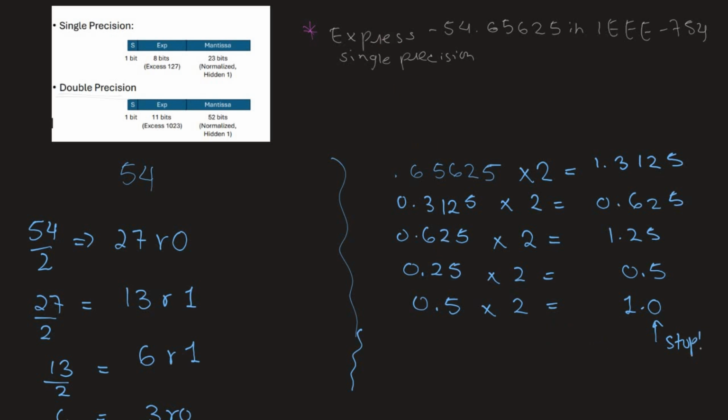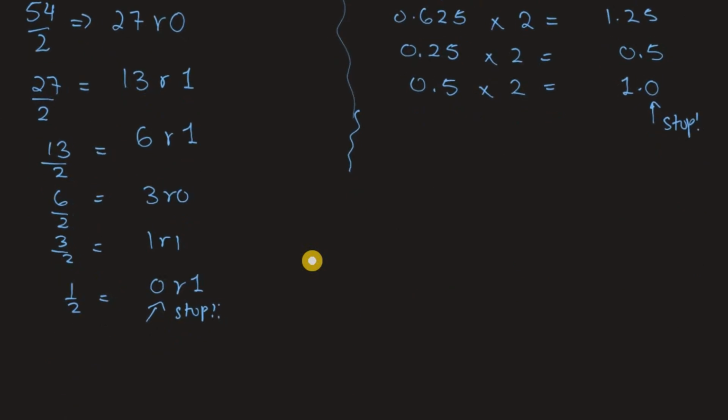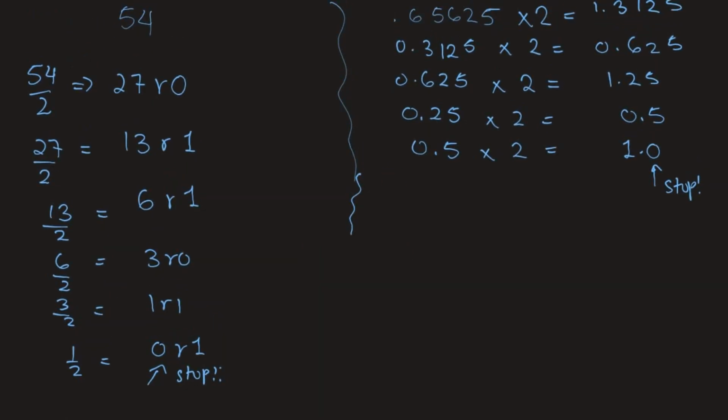Okay, so now let's go ahead and actually write these numbers out into binary. So 52 in binary. Okay, so we have 52.